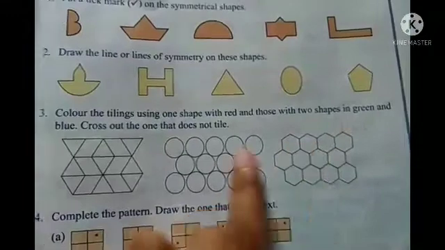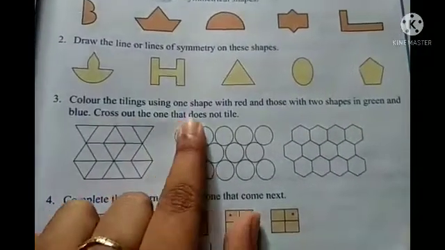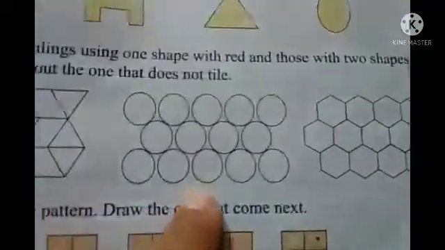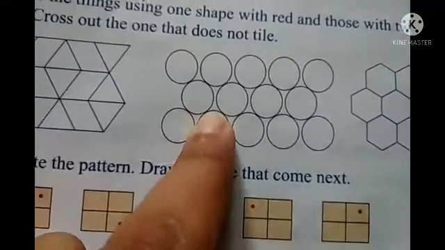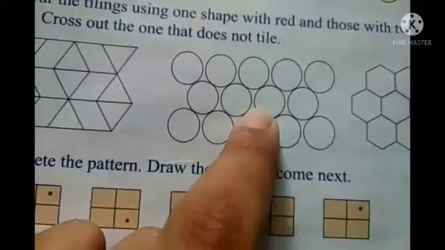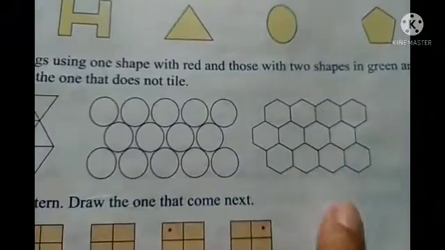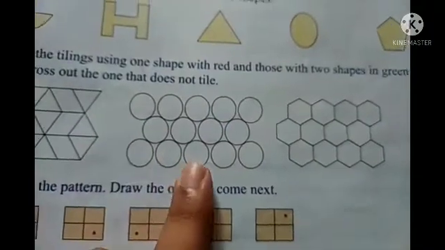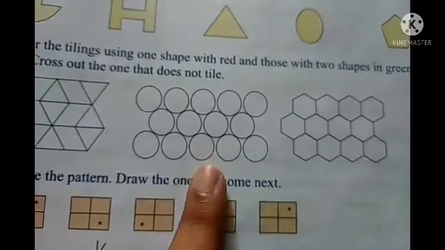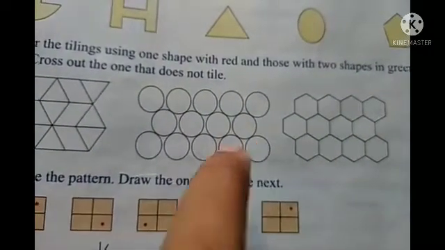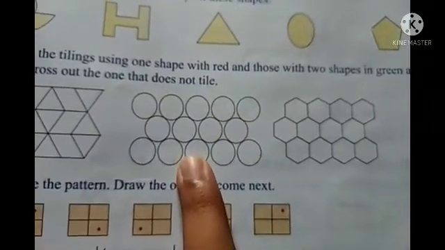And it is also said to cross out the one that does not tile. So you can see this one does not tile. Why? Because here you can see so many gaps are there, isn't it? But here if you see, there is no gap, here also no gap, so that means they properly tile each other. But here they do not tile because they have space between them. So this one, no need to do any color.